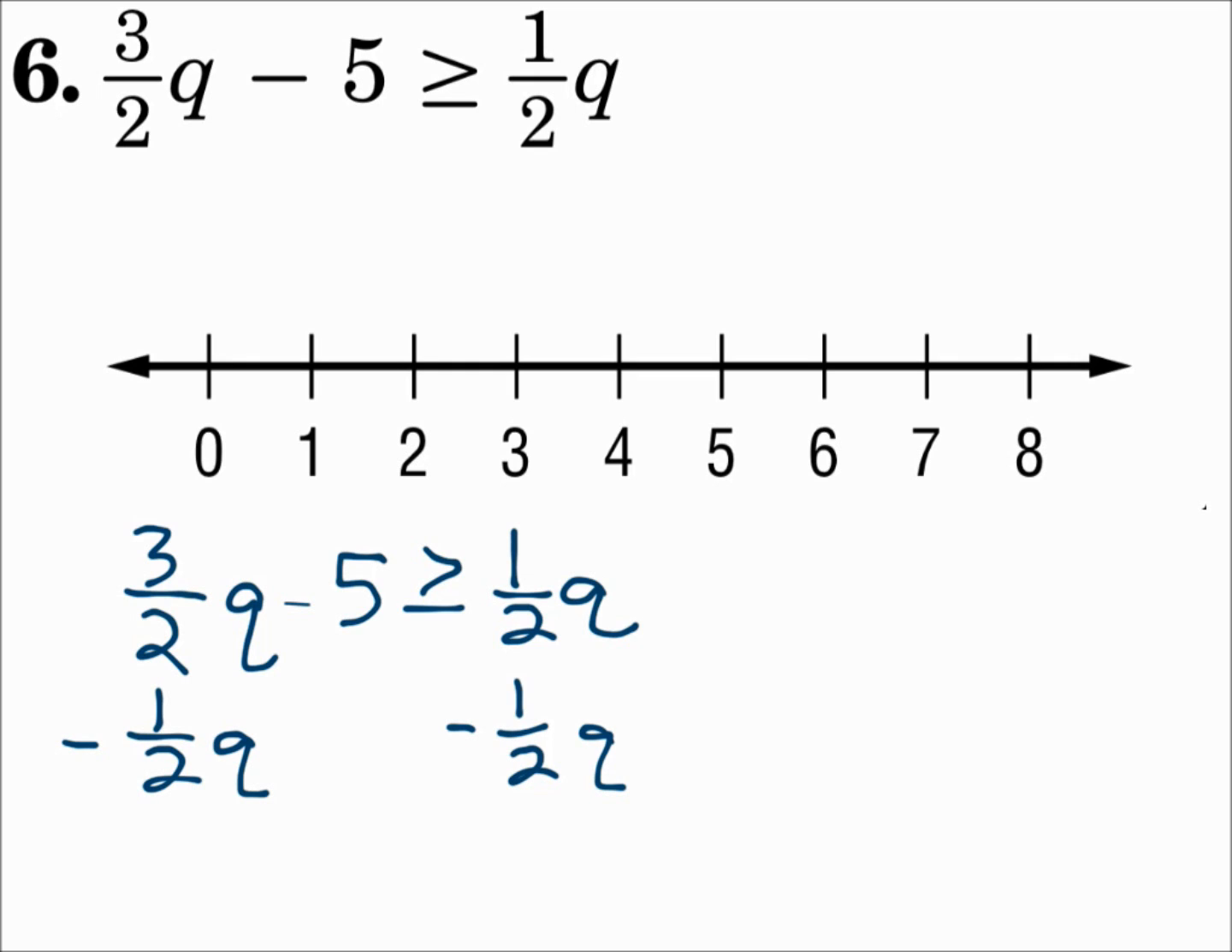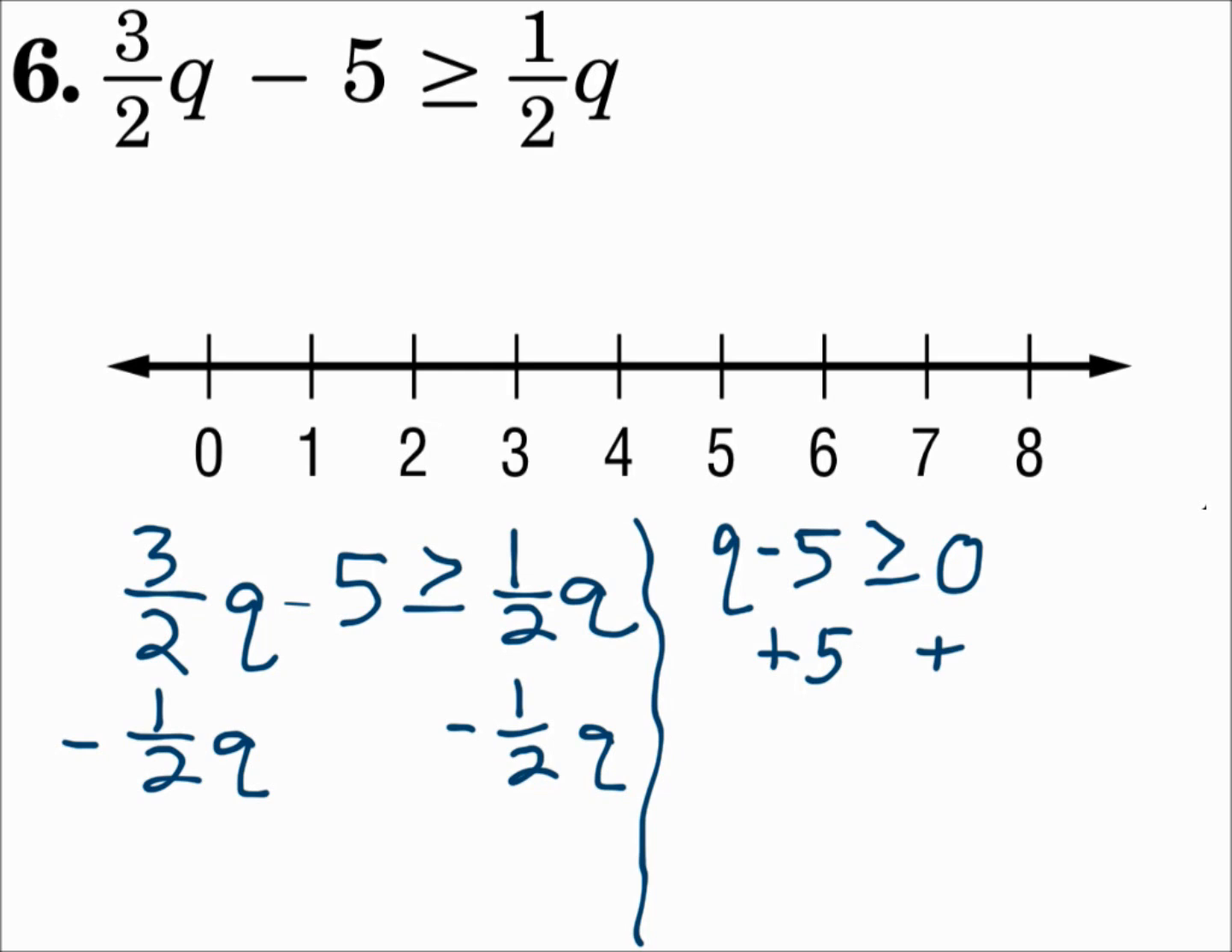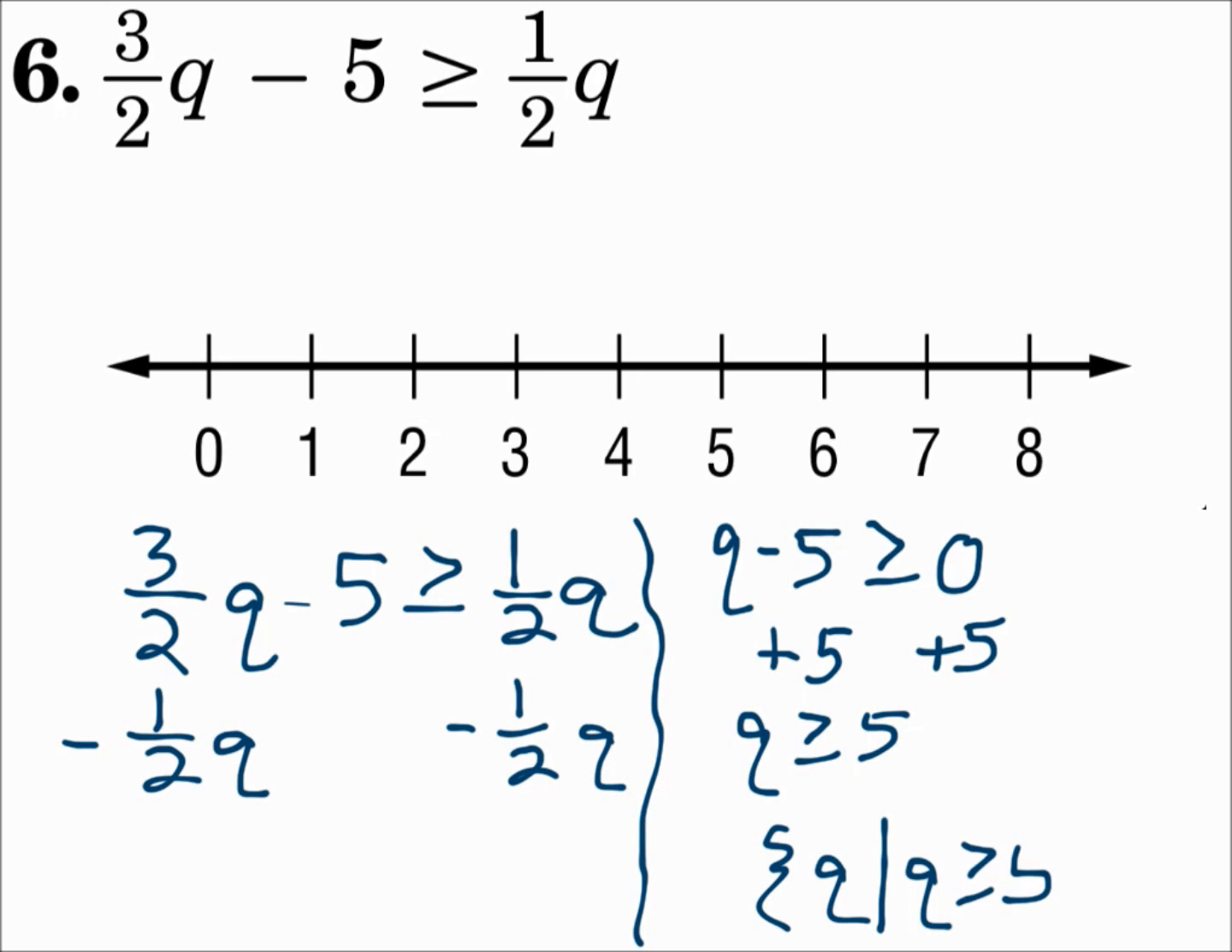3/2 q minus 1/2 q is 2/2 q, and 2/2 is just 1, so we have 1 q, or just q, minus 5, greater than or equal to 1/2 q minus 1/2 q is 0. Now move the 5. It's being subtracted, so we'll do the opposite and add it to both sides. You get q is greater than or equal to 5. So all q such that q is greater than or equal to 5.